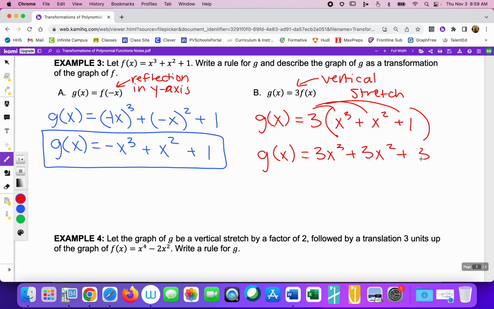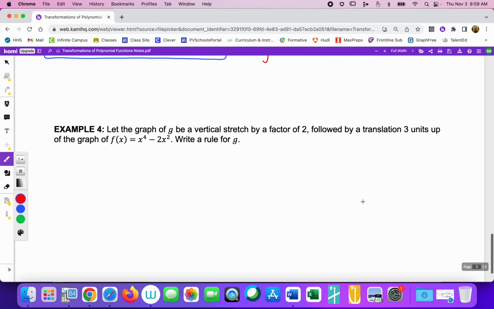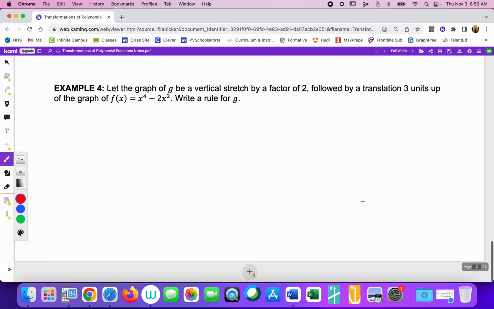We're going to kind of do that again for the last one. However, it's not going to give you exactly what to do. But use the previous examples to help with that. So let the graph of G be a vertical stretch by a factor of 2, followed by a translation 3 units up of the graph of f of x equals x to the fourth minus 2x squared. Write a rule for G, meaning a new equation.